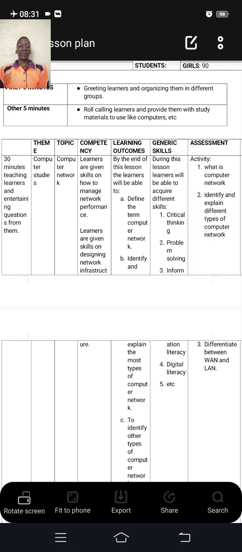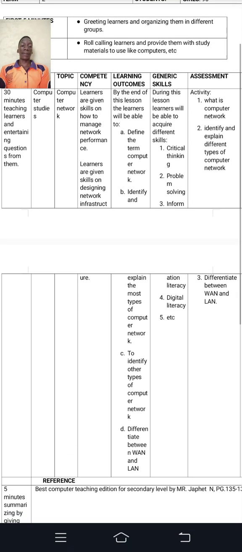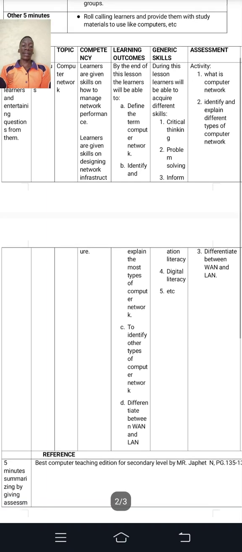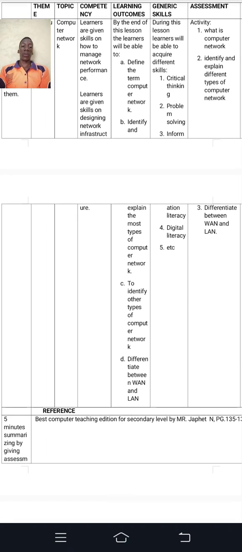Assessment, there is an activity after the lesson whereby learners will be questioned to answer the following questions. 1. What is computer network? 2. Identify and explain different types of computer network. 3. Differentiate between WAN and LAN.